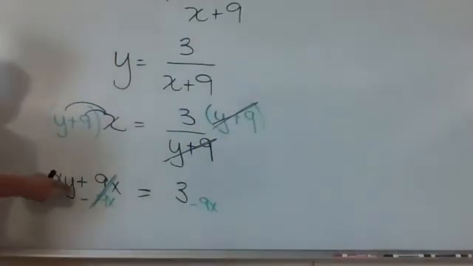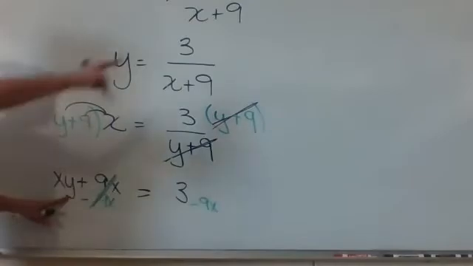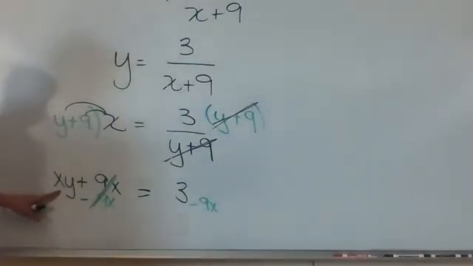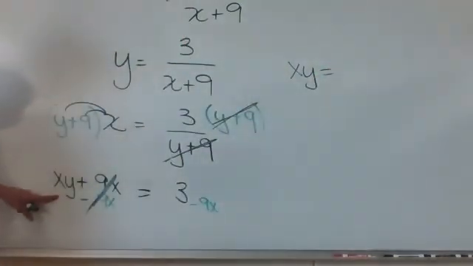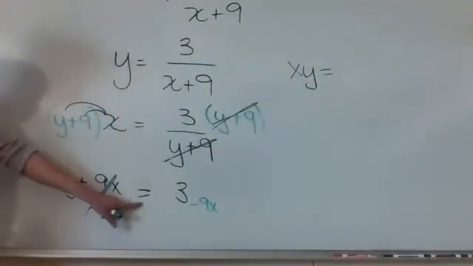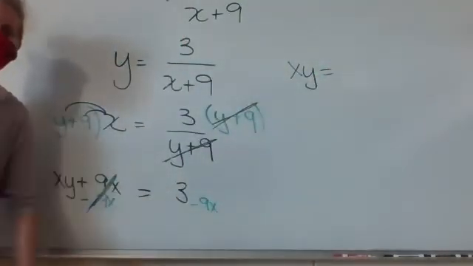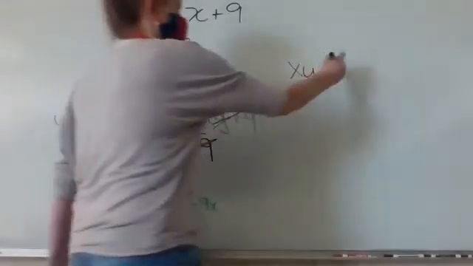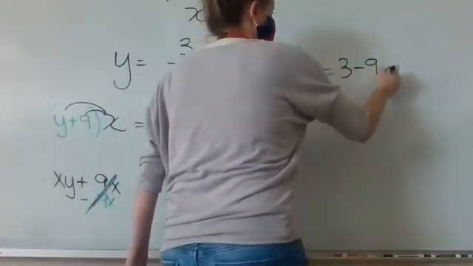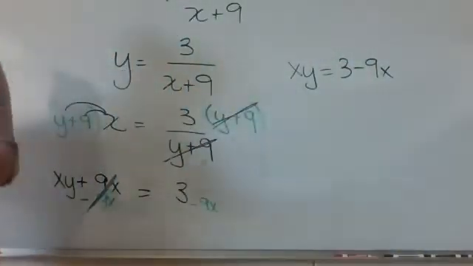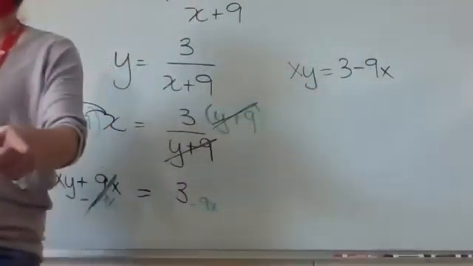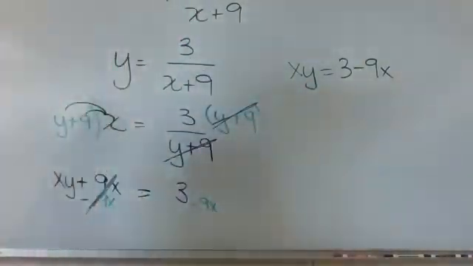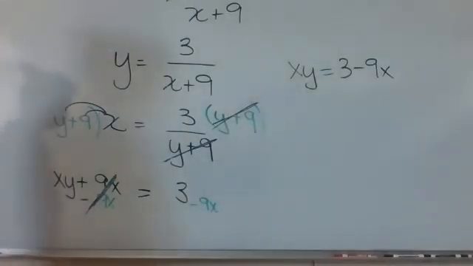So let's see, I still have xy. I'm just going to write it up here now so I'm not getting up. On the left side, all I have is xy. So that's gone. Then I have equals, and then I have this 3 minus 9x. Negative 9x plus 3, if you wanted to write it that way. Yeah, absolutely, you can write it that way. Negative 9x plus 3 would also work.